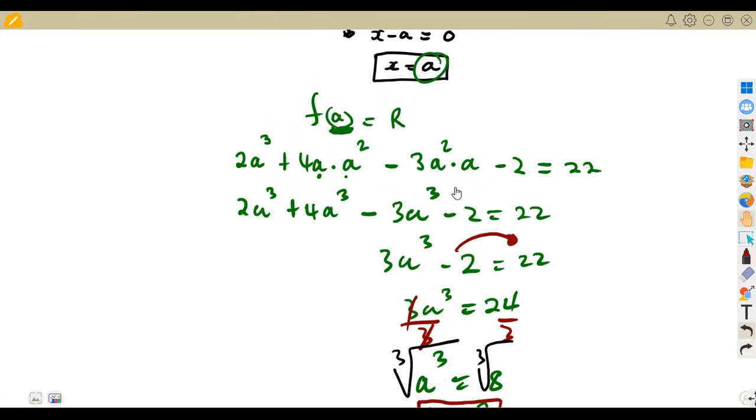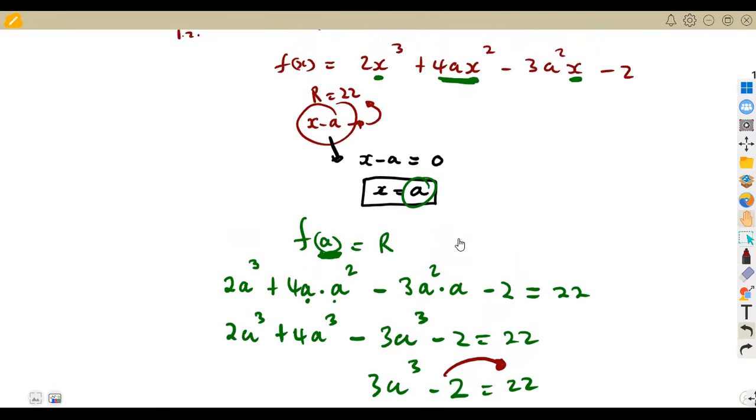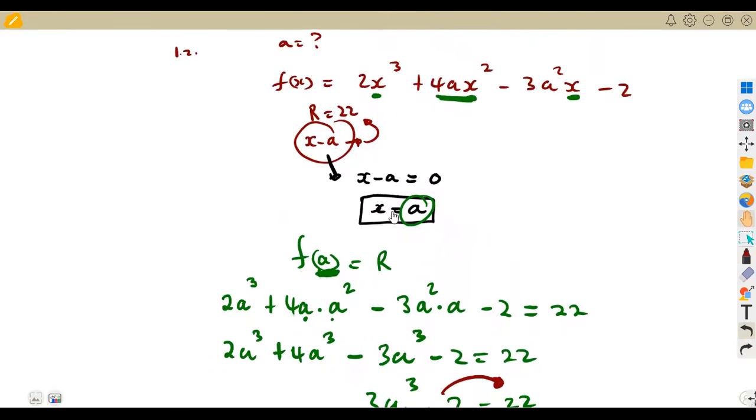So this is the value of a that satisfies this condition that we are given, that if x is equal to 2, therefore the remainder is going to be what? Is going to be 22 if you divide by x minus 2.